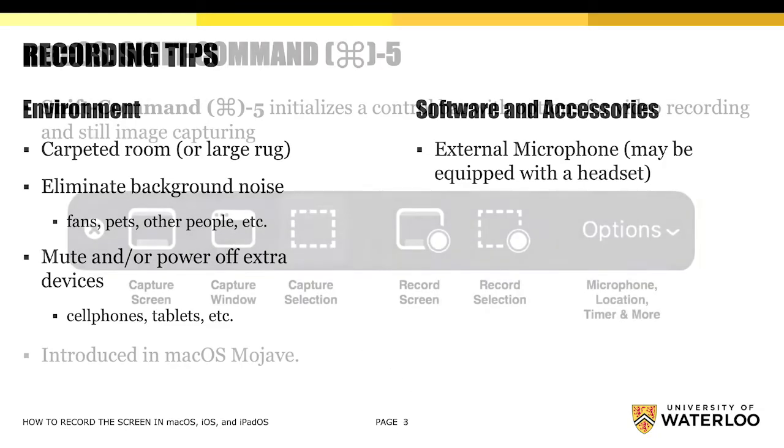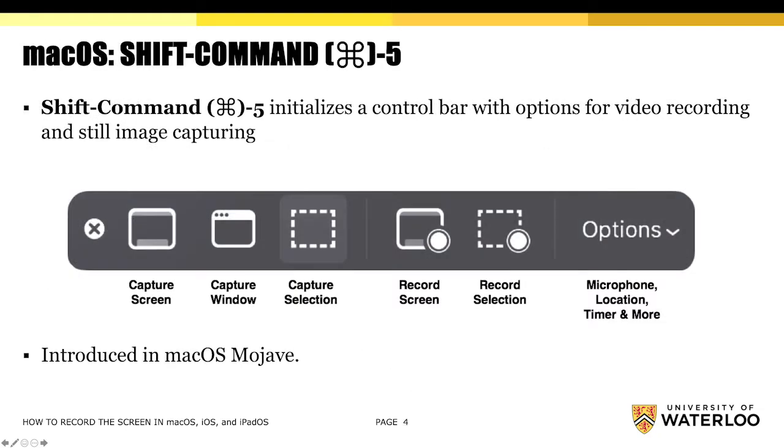macOS Shift Command 5 function was introduced with macOS Mojave and is part of Catalina. And it is invoked when you use the keyboard command, which is Shift Command 5. The first three options that you see here are still capturing. So you can either capture your screen, you can capture the window that you have selected, or you can use the selection tool to capture just a specific selection of the window.